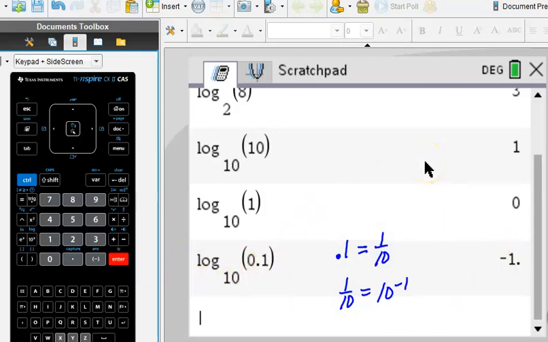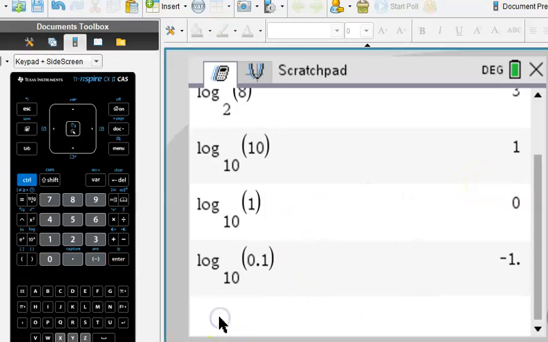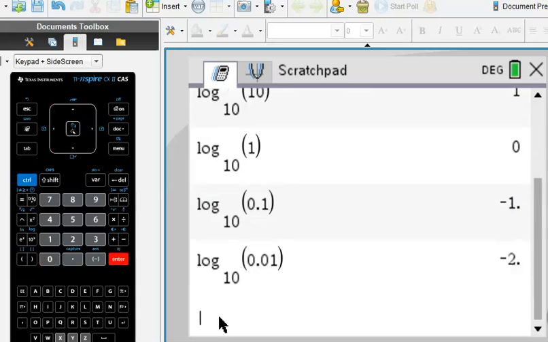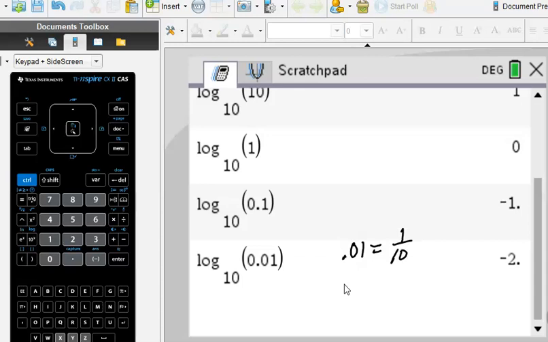If I go up and grab this again and then change this to 0.01, notice that is negative 2 because 0.01 is the same as 1 over 100. And I know that 1 over 100 is 1 over 10 squared, which is the same thing as 10 to the negative 2 power. So that's where we get the negative 2 there.